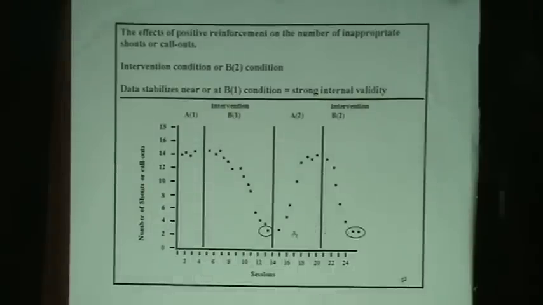If the data then moves in level and trend in the intervention 2 phase back to the level as it was in intervention 1 phase, we can say with a high degree of probability that it was the intervention, the independent variable, the positive reinforcement that has caused the change in the dependent variable, inappropriate callouts and shouts. So that is the ABAB design. Actually, it's a good example of an AB design, an ABA design, and then this one, the final one, the ABAB.